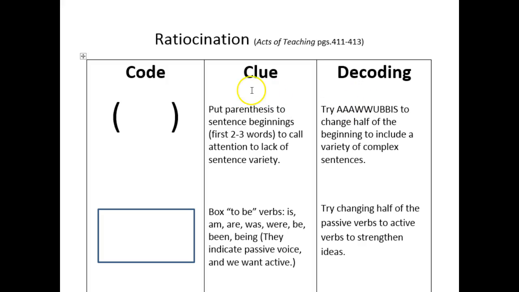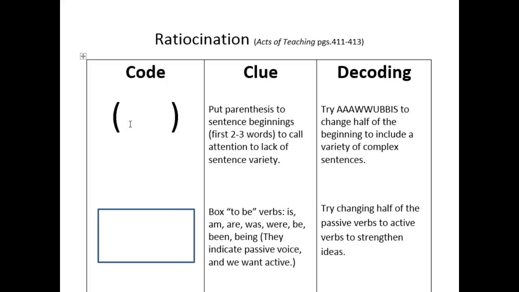Notice that our clue is parentheses to sentence beginnings because the students lack sentence variety. They may begin their sentences with "the," instead of varying their sentence beginnings. If we want them to call attention to their sentence beginnings, we would use parentheses to offset the first few words of each sentence. In that way, we're not telling them that they're repeating too many times. They're able to see on their own that their repetition is purposeless and boring for their audience.